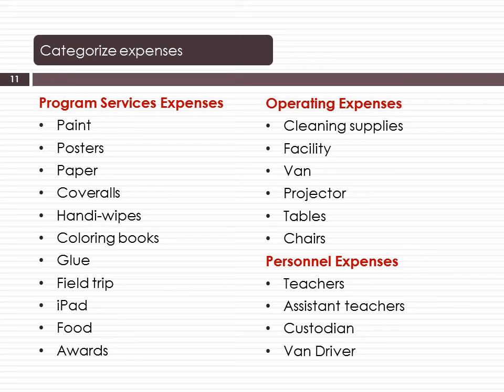Program services expenses are those expenses that you would incur to offer the services directly to the students. Any item that touches the students is considered a program services expense, because that's what you categorize as things that the students will have: paint, posters, paper, coveralls, handy wipes, coloring books, glue. They're going to go on a field trip. They may need an iPad, food, awards. All of those things students will use. That's what they call program services expenses.